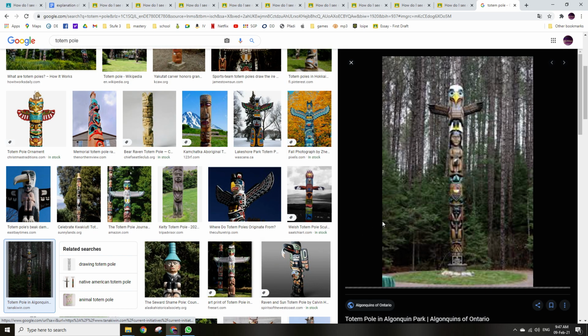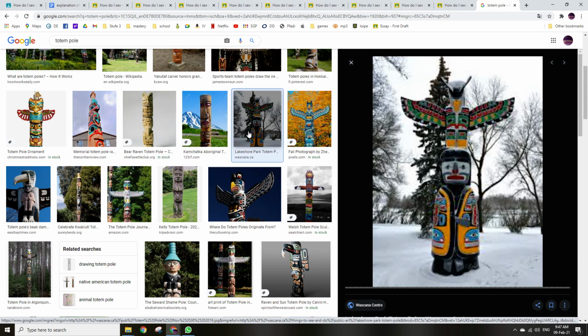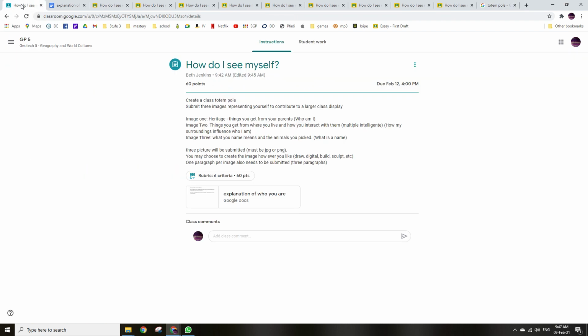If I click right here, you can see how there are different images that make up the totem pole. So we will take all the images that you are going to create and do that as well. So there's two images making that one up. Let's go back and see what you need to do.